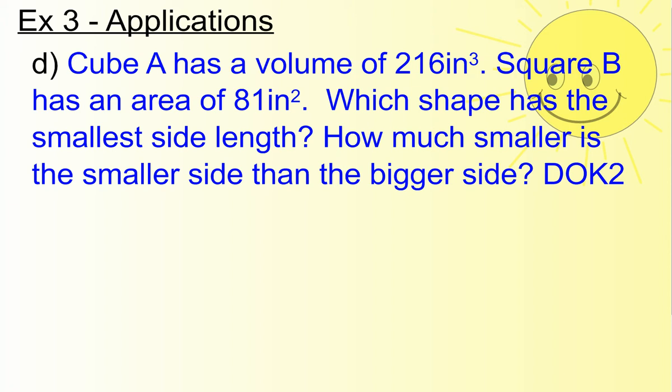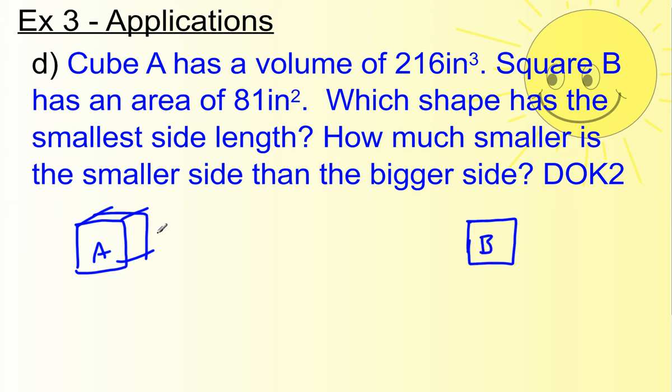Alrighty, it says cube A has a volume of 216 inches cubed. Square B, so we've got cube A and square B. This guy has a volume of 216. This guy has an area of 81.